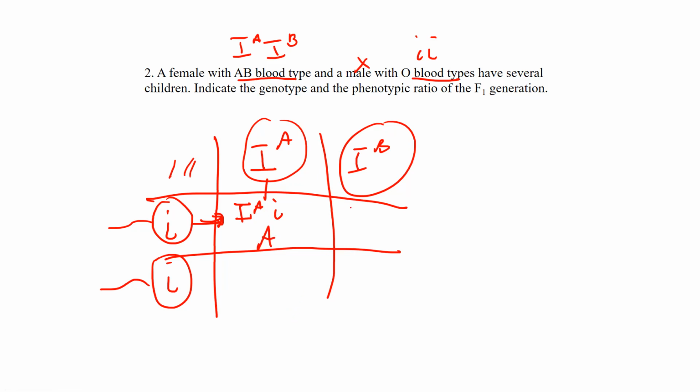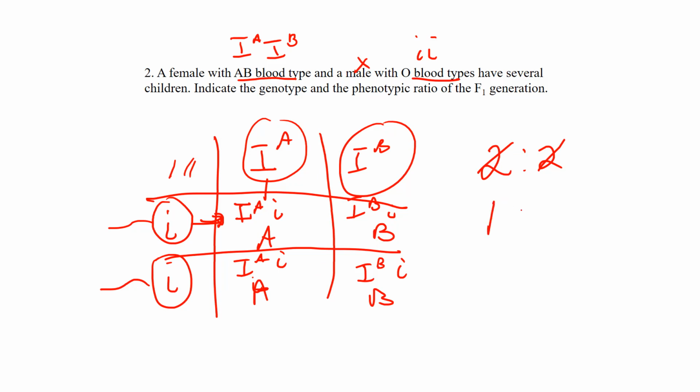Okay, and just continue to do this. IB, little i, that's going to have B blood. IA, little i, that's going to be A blood. And IB, little i, that's going to have B blood. So if we take a look at this ratio, it's a 2 to 2 ratio, 2 being A, 2 being B, but of course we have to reduce ratios. So it's going to be a 1 to 1 ratio, 1 being A blood, 1 being B blood.